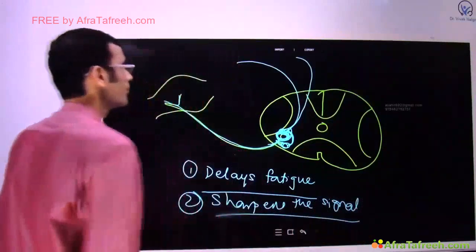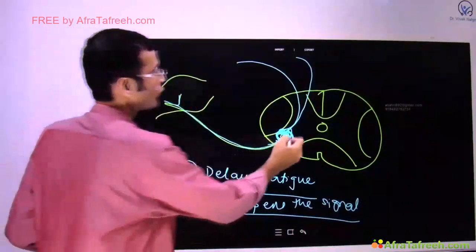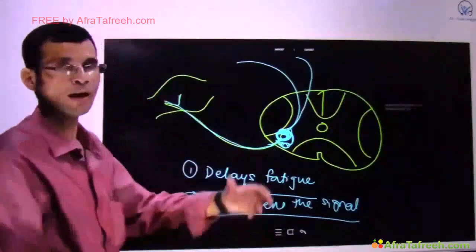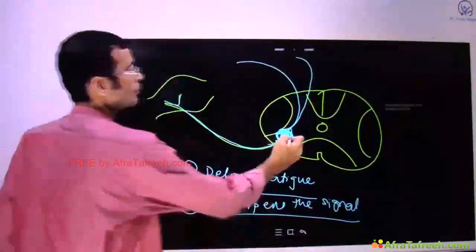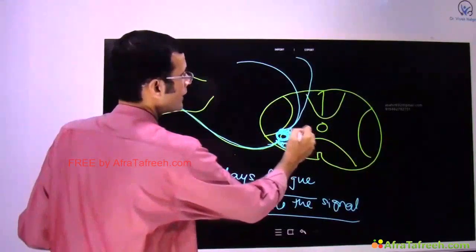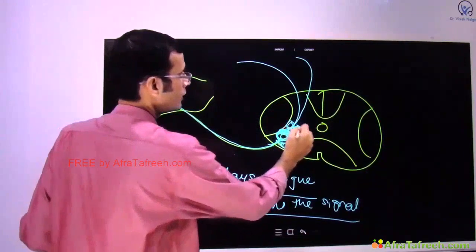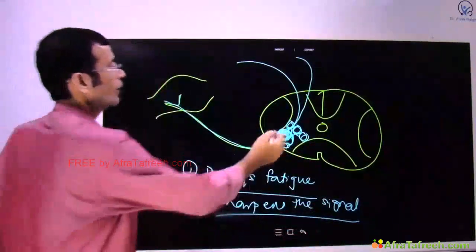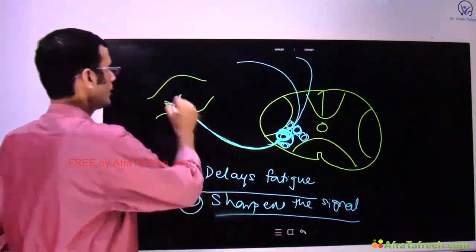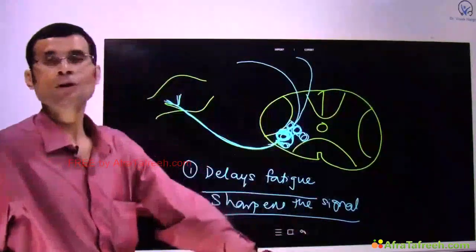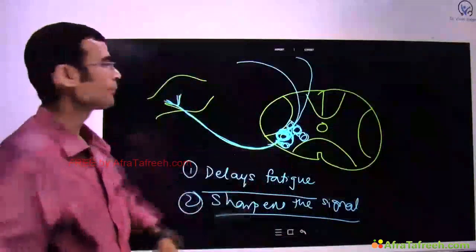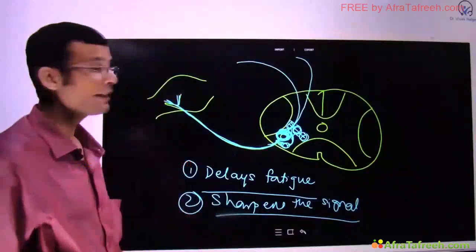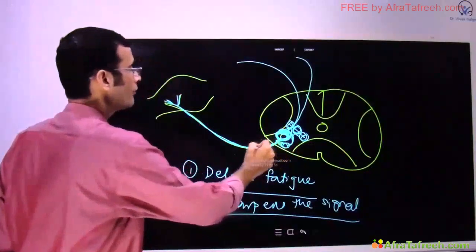Sharpening of the signal. The Renshaw cell not only goes back and ends on the cell soma of the same motor neuron, but it also ends on the nerve cell bodies of the neighboring motor neurons, so that when one motor neuron is excited, the other motor neurons in that motor neuron pool will be inhibited by the Renshaw cell.